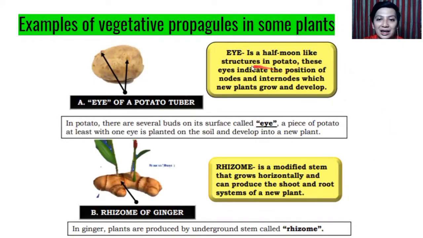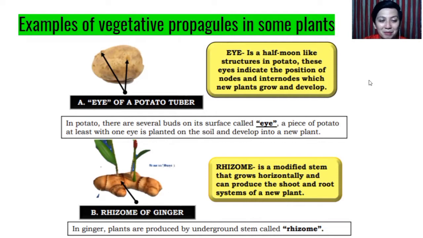So we have here eye in potato. So eye of the potato tuber. Eye is a half moon like structure in potato. These eyes indicate the position of nodes and internodes which new plant grows and develops. So pwede nyo tignan yan. Siguro parang mga bilog-bilog na maliliit yan dun sa patatas. In potato, there are several buds on its surface called eye. A piece of potato, at least with one eye, is planted on the soil and develop into a new plant. So you can try that. Pwede kayong magkaroon ng maraming patatas sa sarili nyong bahay.